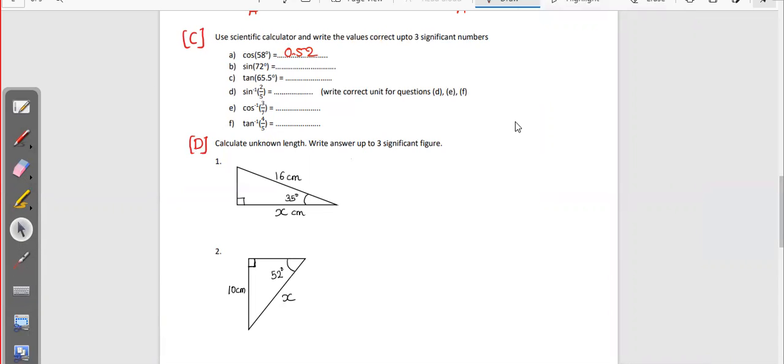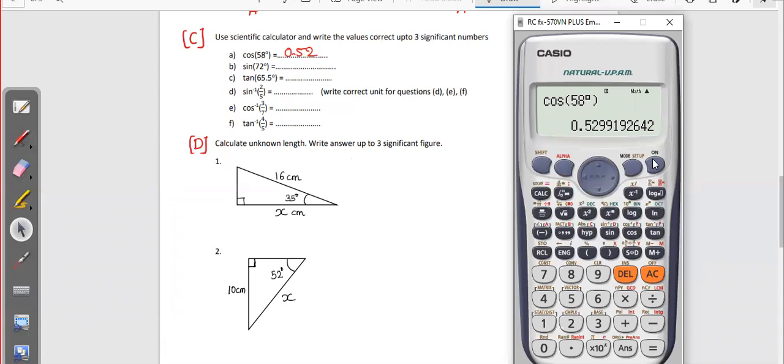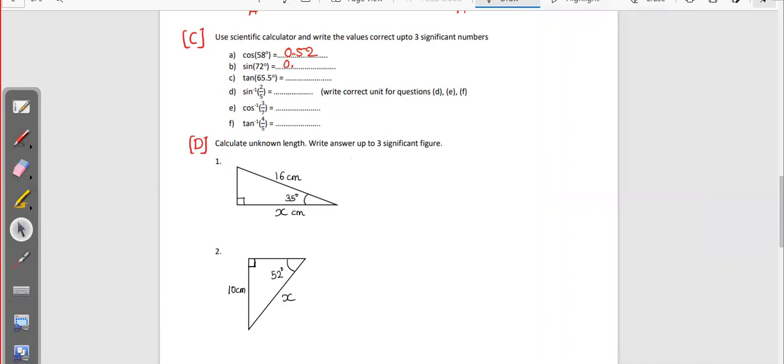Then next, sine 72 degrees. Again, let's check. Press the sine button and then 72 degrees. Click on the degree button. Close the bracket. Equal. This is the answer we are getting on the scientific calculator. And now we have to write the answer up to 3 significant figures. So it will be 0.951. When I'm saying significant figures, the count always starts from the first non-zero digit, not from the 0. So 951. This is the answer up to 3 significant figures.